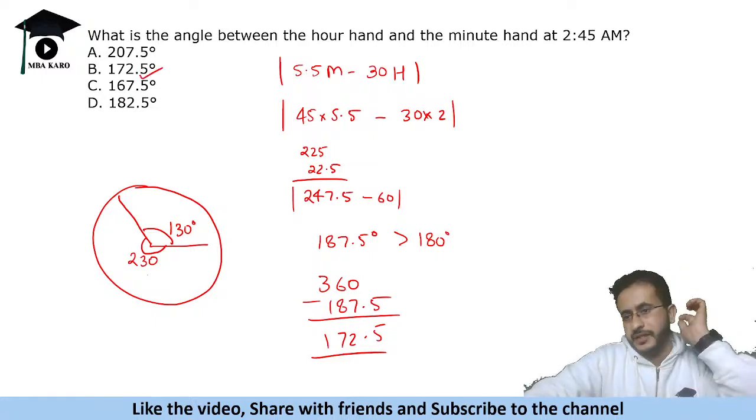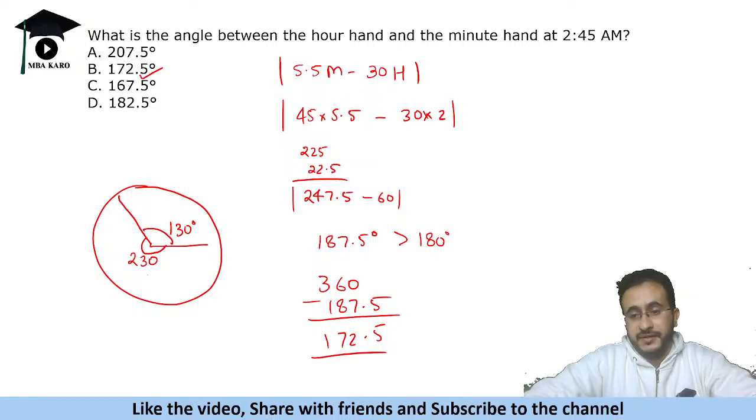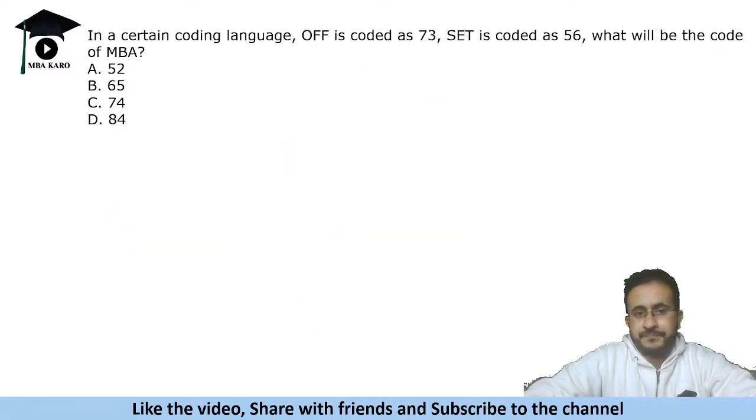So in case you get an angle more than 180 degrees, subtract from, sorry, 360 degrees to get the actual angle. Okay, all right, so let's move on to the next question.